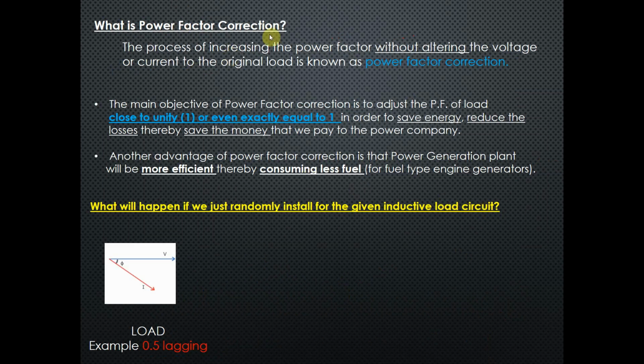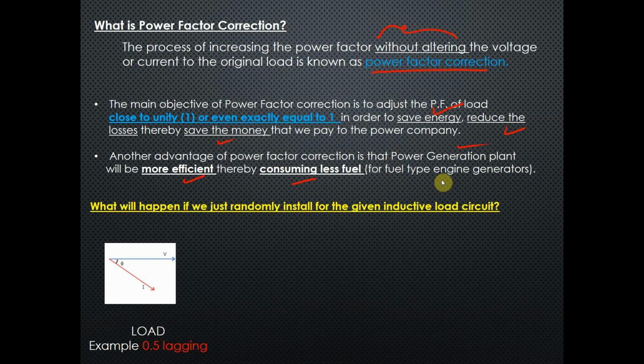So what is power factor correction? The process of increasing the power factor without altering the voltage or current of the original load is known as power factor correction. The main objective of power factor correction is to adjust the power factor of the load close to unity, or even exactly equal to unity. Now, in order to what? To save energy, reduce the losses, we can save money that we pay to the power company. Another advantage of power factor correction is the power generating plant will be more efficient, thereby consuming less fuel for fuel type engine generator.